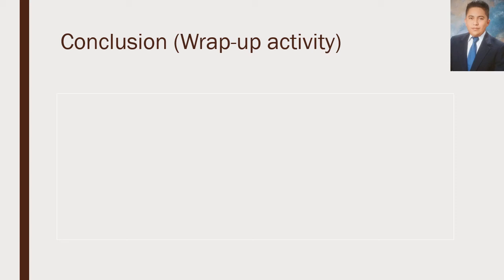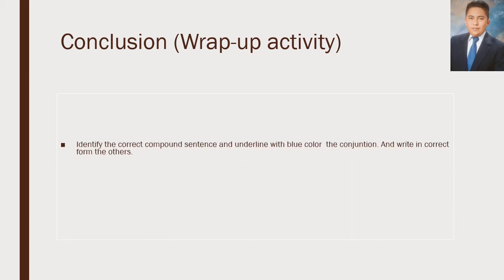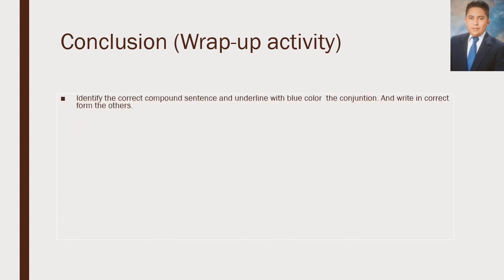Conclusion. Wrap-up activity. Identify the correct compound sentences and underline the conjunction with blue color, and write the others in correct form. Example: They were not here on time, but they had a justification. You can see the comma and you can see the conjunction. The conjunction is but.